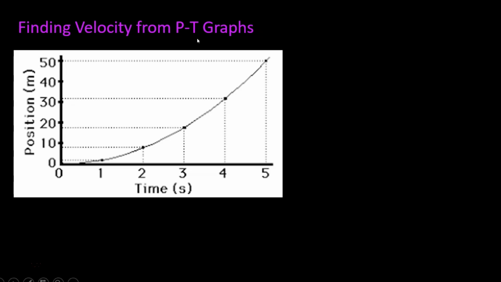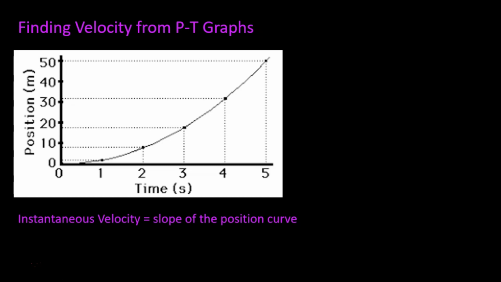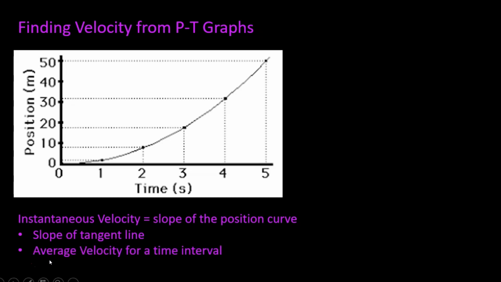Now, we took a look at this back in our constant velocity unit, and it's the same thing. The instantaneous velocity is equal to the slope of the position curve. Only in accelerated motion, this velocity is constantly changing. So we have some different techniques to find the velocity. First, we can use the slope of the tangent line, or we can take the average velocity for a time interval, making sure that our time of interest is in the middle of that time interval. Let's take a look at how we use these two methods.